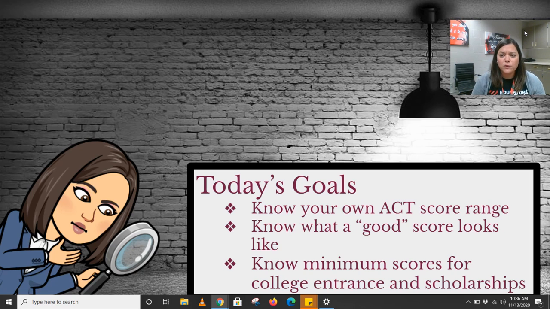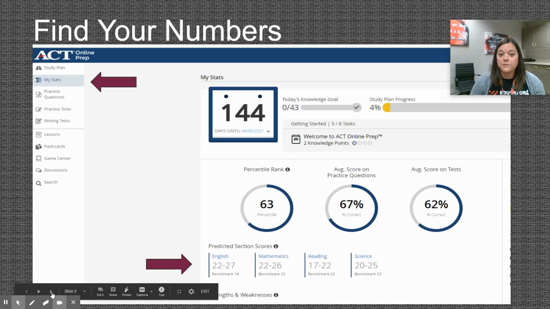I want you to understand what a good ACT score looks like, and when we talk about what good means, what that actually is. And then I want you to know what that ACT score is going to be used for as you move through the next year or so of your experiences.